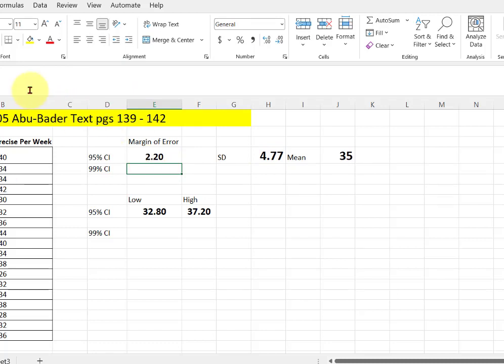Now I'm going to go up here and paste it. But now you'll notice that this is a 99%, so I'm going to change that 5%. 1 minus 99% is 1%. That is our new alpha. Everything else should be the same. That's our plus or minus factor.